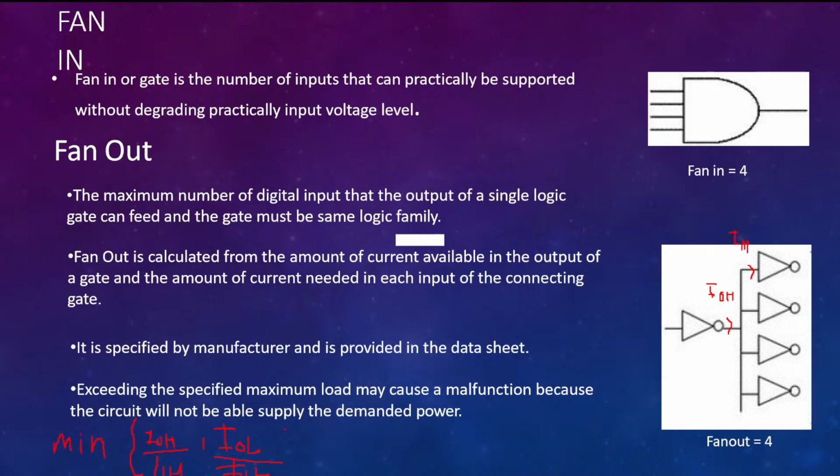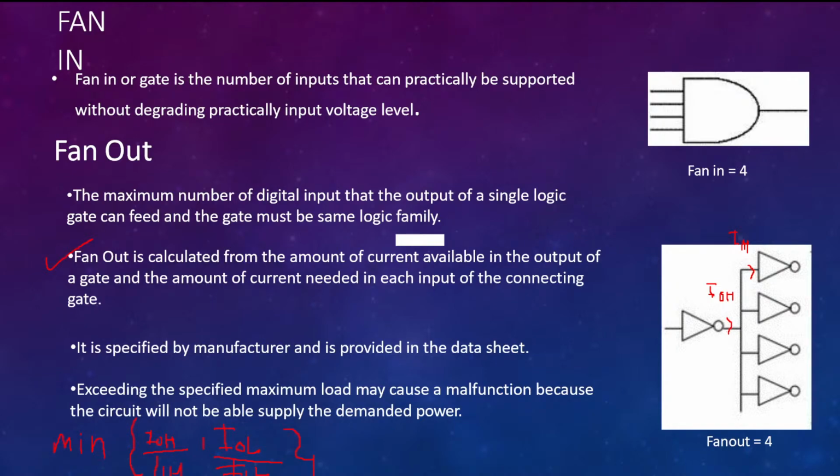So fan out is nothing but the minimum of high level output current divided by high level input current, and low level output current divided by low level input current, right? So basically it is the maximum number of digital inputs that the output of a single logic gate can feed, and the gates must be of the same family. So fan out, the definition is written over here.